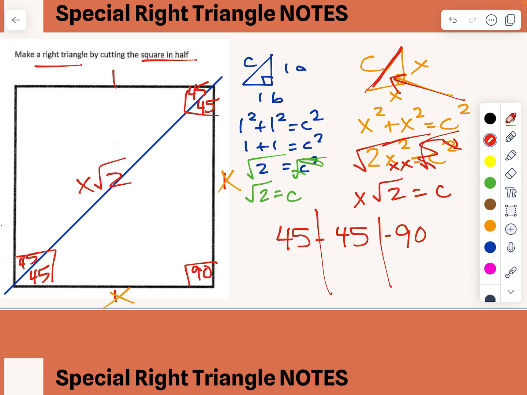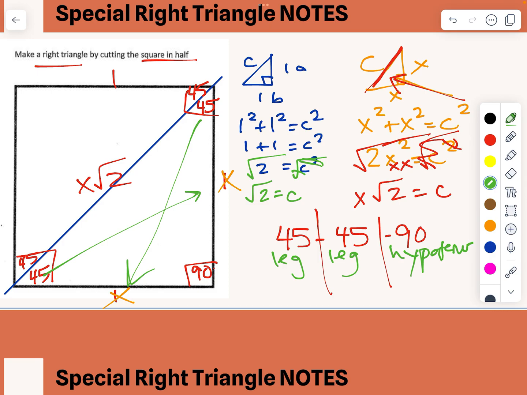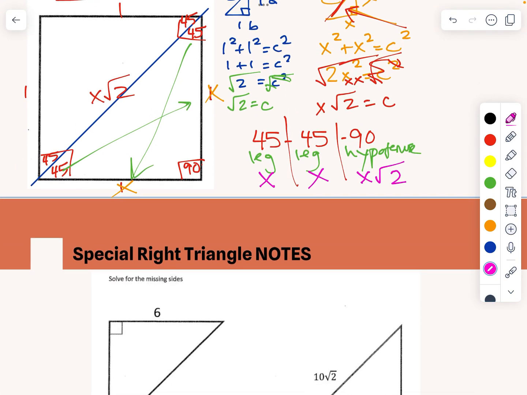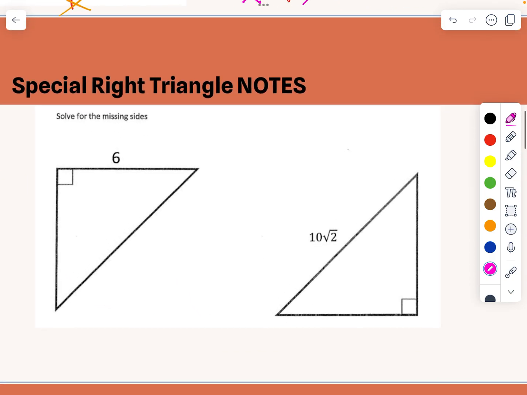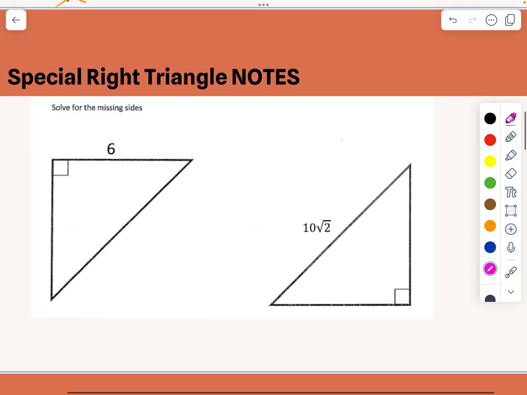The side across from the 45 is a leg. The side across from the other 45 is a leg. So I'm going to label these legs, and this is the hypotenuse. So every single time, this special right triangle formula will work. The legs are valued at x, and the hypotenuse is x square root of 2. So now we are going to put this in practice and do a few examples.